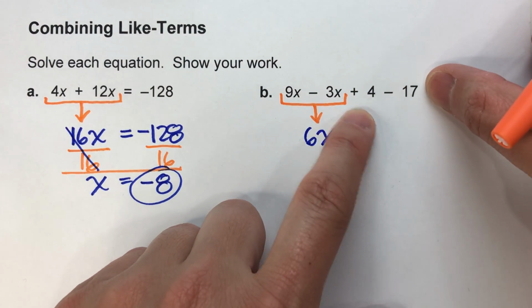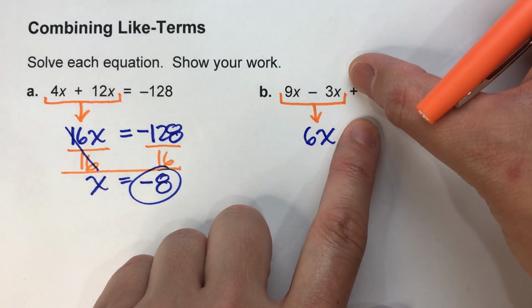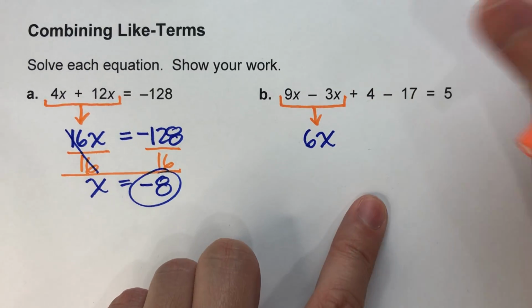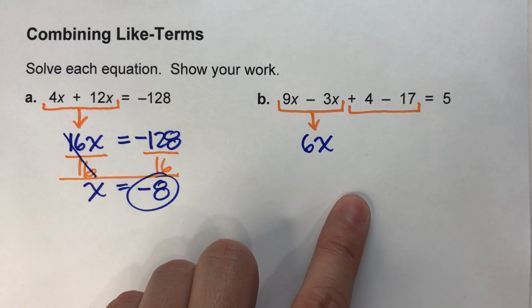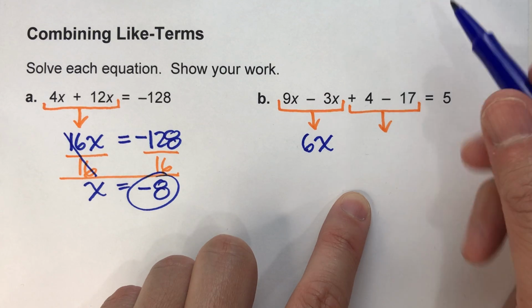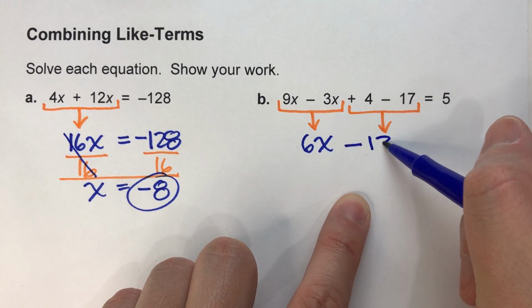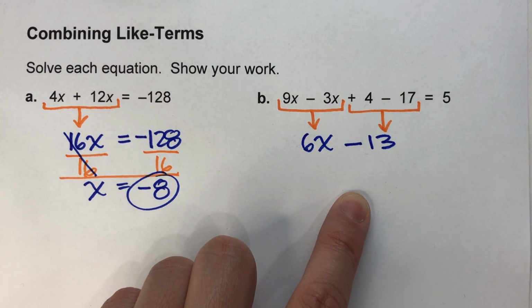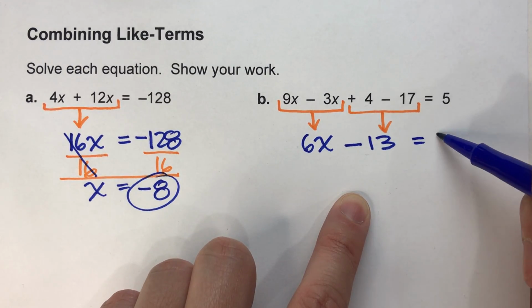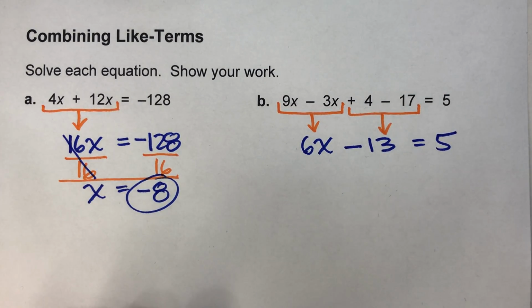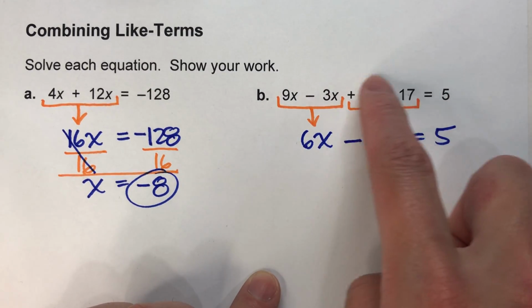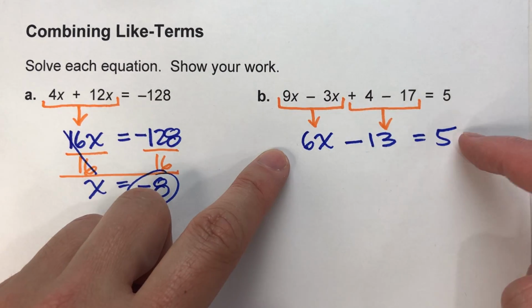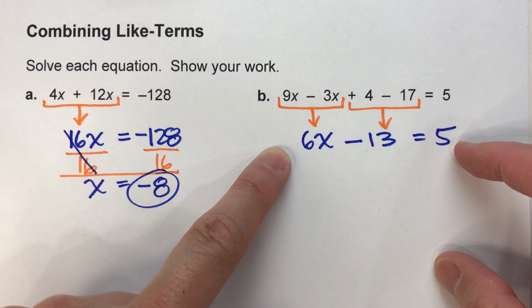Similarly, if you look next to it, we've got regular numbers. Plus 4 minus 17. So think of this as positive 4 minus 17. And what is 4 minus 17? It's negative 13. So I can write minus 13. All right? And I'll drop down my equals and drop down my 5. Okay? So all I did was group up my x's to make one group of x's, group up my regular numbers to make one group of regular numbers, and look, this is a much easier algebra equation to solve.